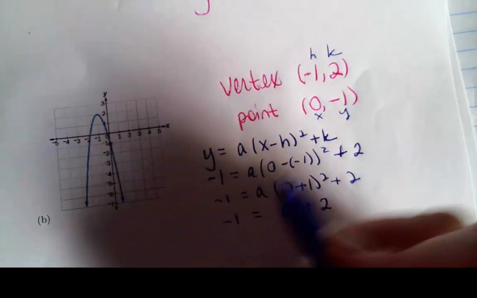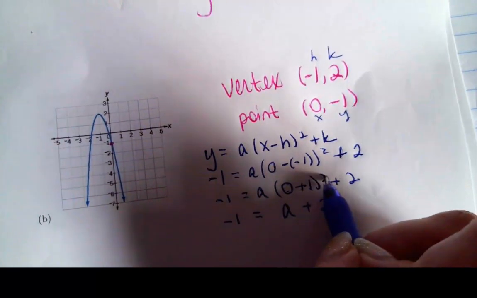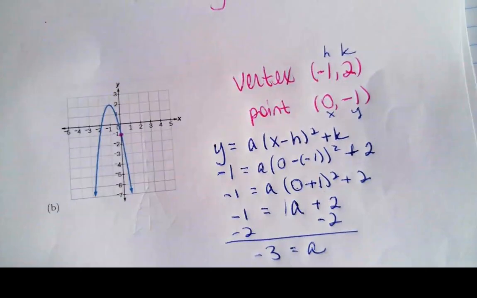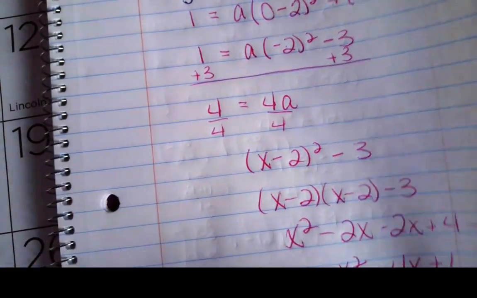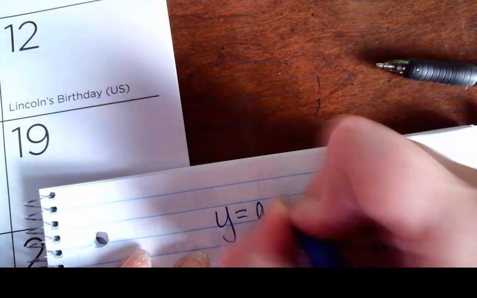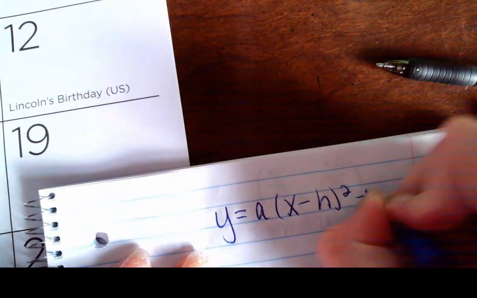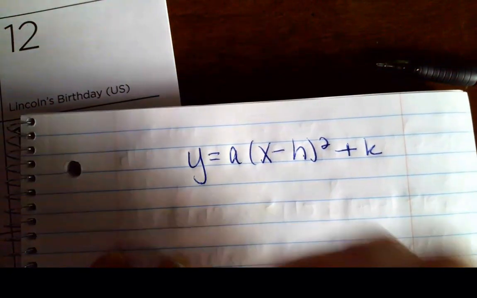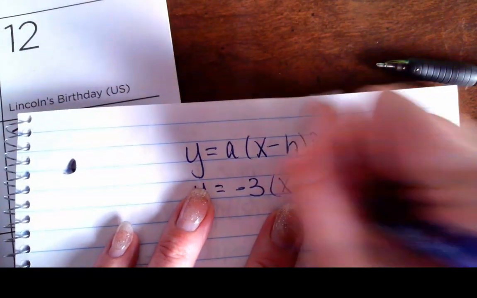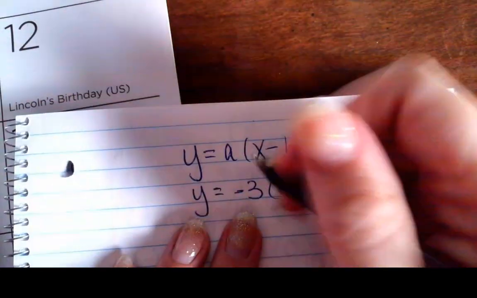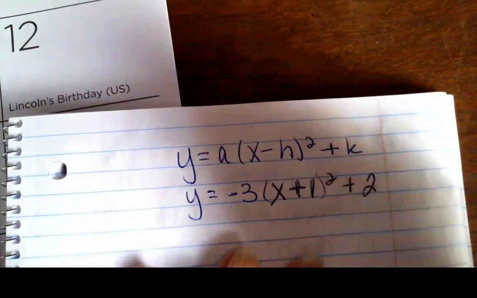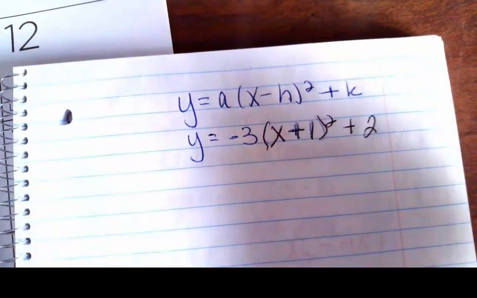Okay. So where did my numbers go? 0 plus 1 is 1. 1 squared is 1. I'm just too lazy to write it. Subtract 2 from both sides. My A is -3. Okay, so looking at this, y equals A times x minus h squared plus k. I just figured out my A is -3. So y equals -3 times x minus -1, which is x plus 1. I'm serious. X plus 1 squared, and then plus 2. So that is my final in vertex form.